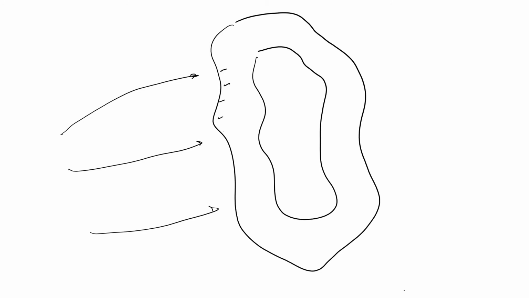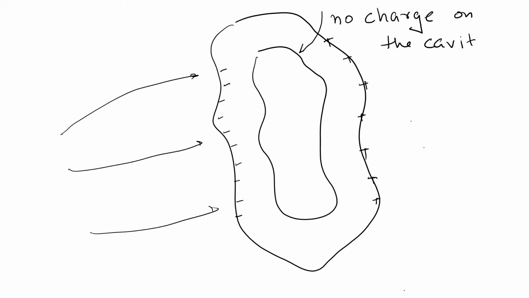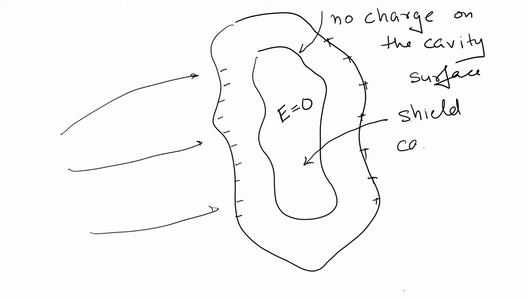So what is going to happen on this cavity is that when I apply my external field, yes, electrons are going to gather here. The positive charges are going to gather in the back side, the furthest back surface. There is no charge on the cavity surface, and electric field inside still has to be zero. This conductor is going to shield this cavity from outside electric field.